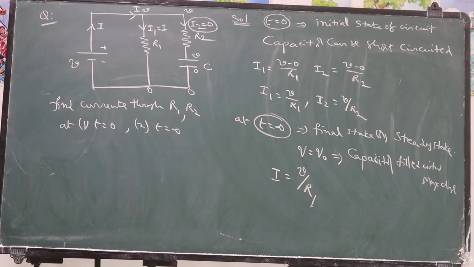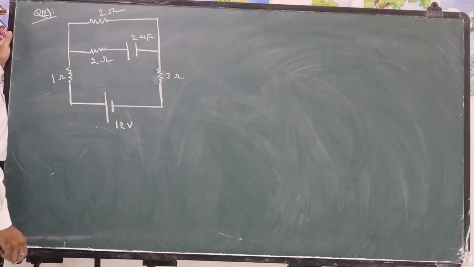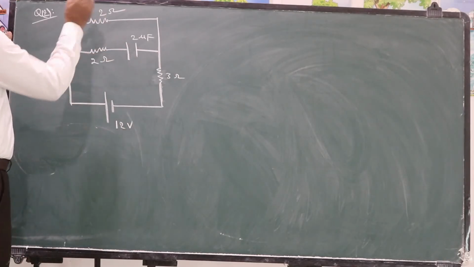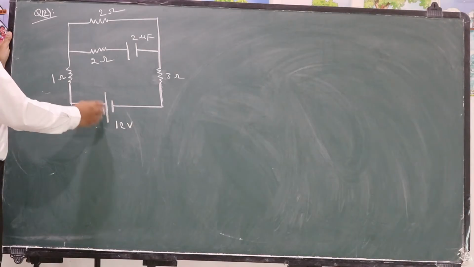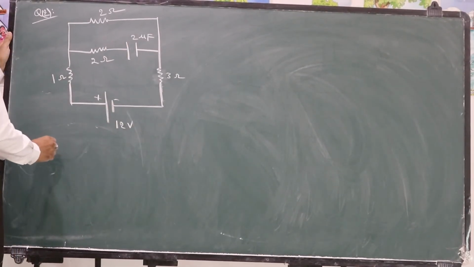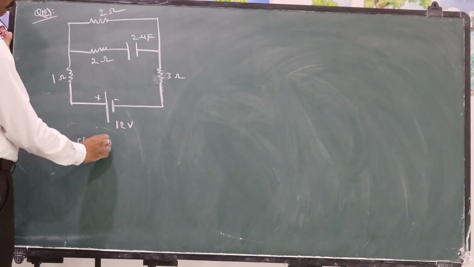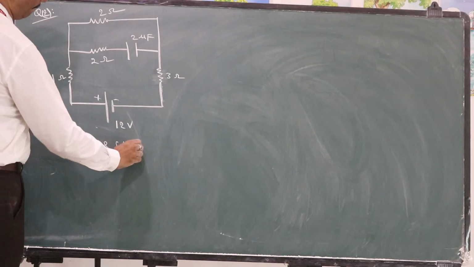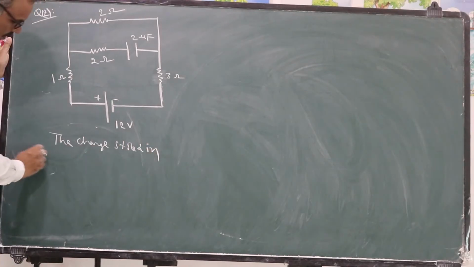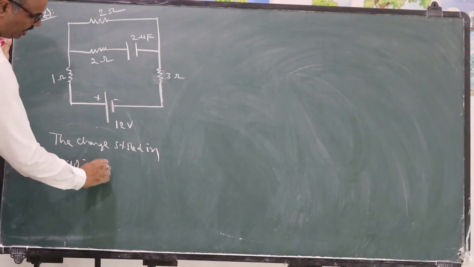Therefore, we did the calculation. So this is question number 2. In this question, we have 4 resistors and one cell of EMF, and one capacitor. You are asked to find the charge stored in the capacitor in steady state.